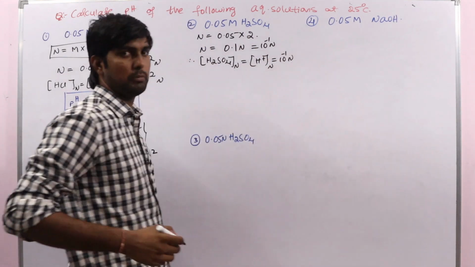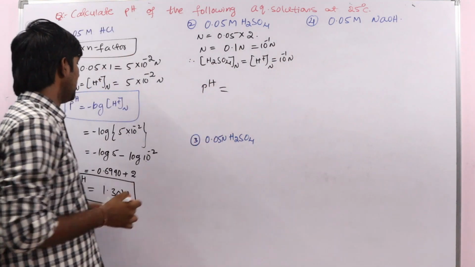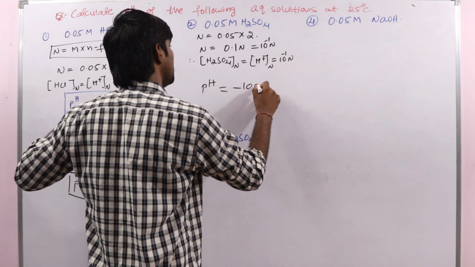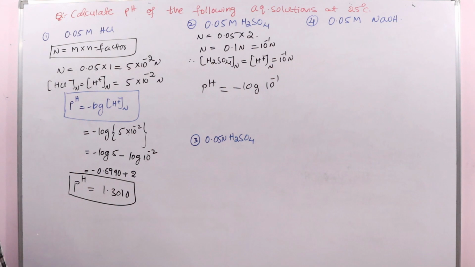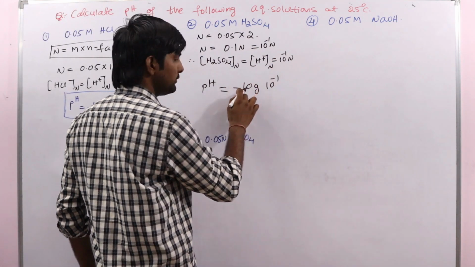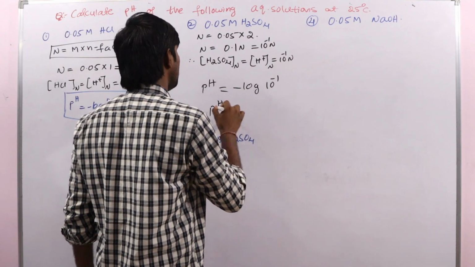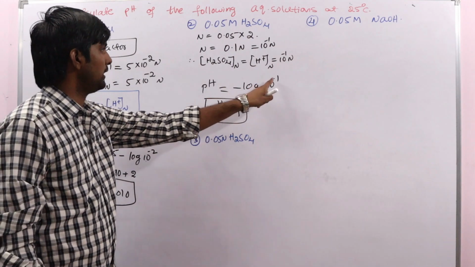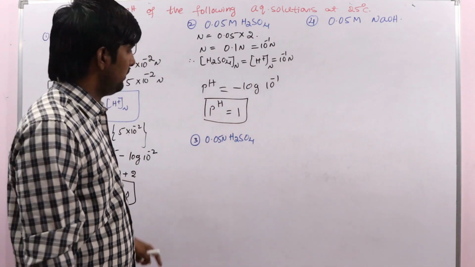power minus 1 normal. Okay, so now if you substitute in the pH formula, we already have the formula: minus log of H plus ion concentration, which is 10 power minus 1. Okay, so this minus 1 comes here, minus into minus is plus, so pH is equal to 1. Log 10 base 10 equals 1, so that's why minus 1 comes here, minus into minus plus, that is equal to pH 1.